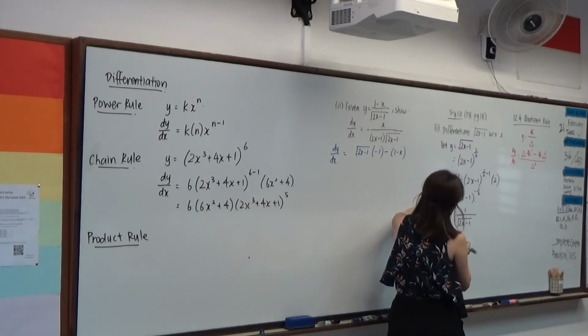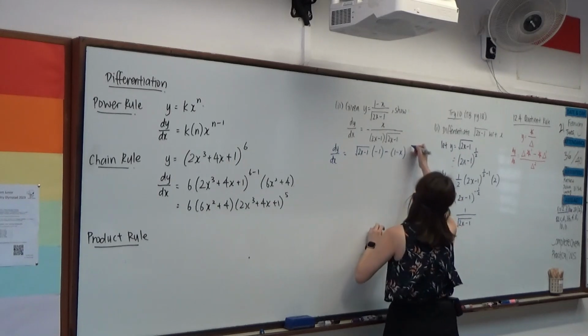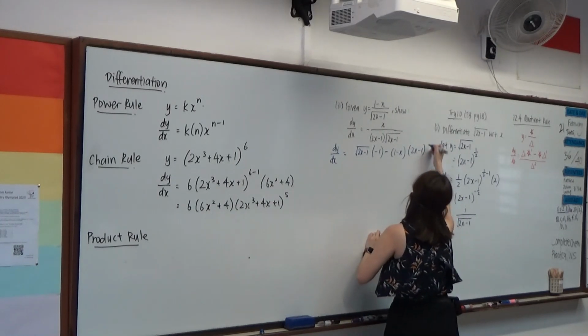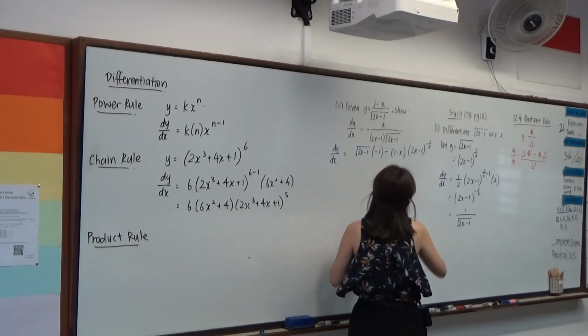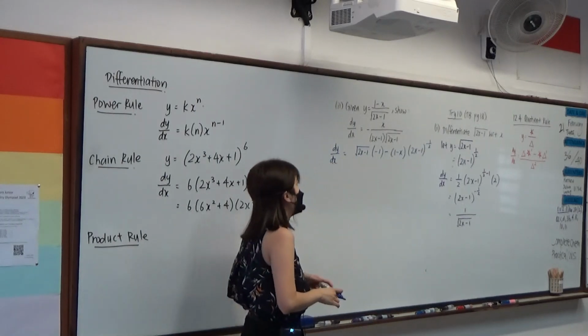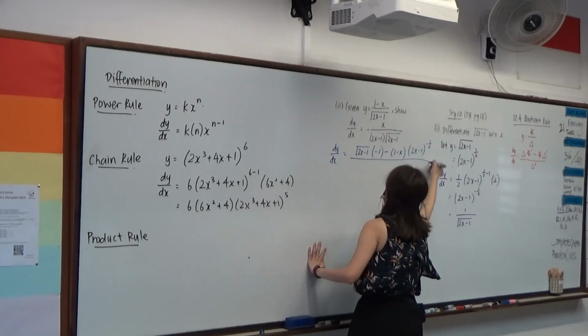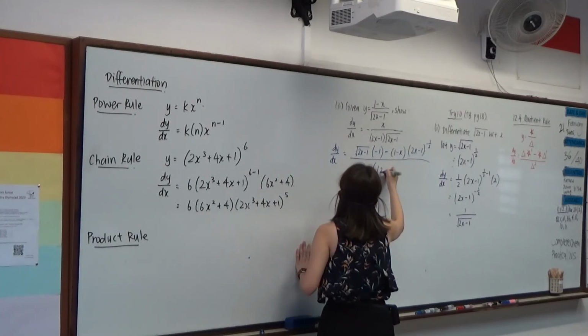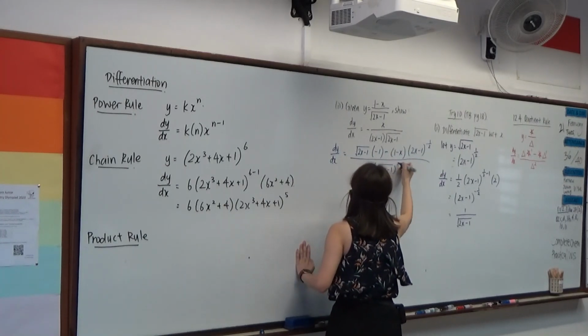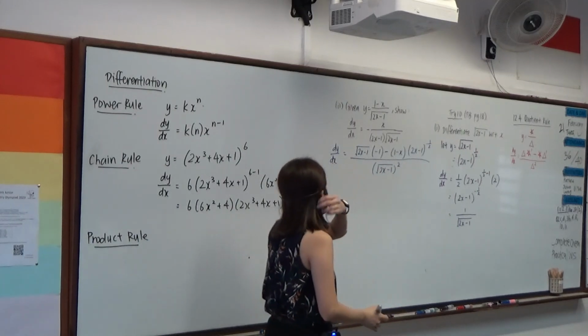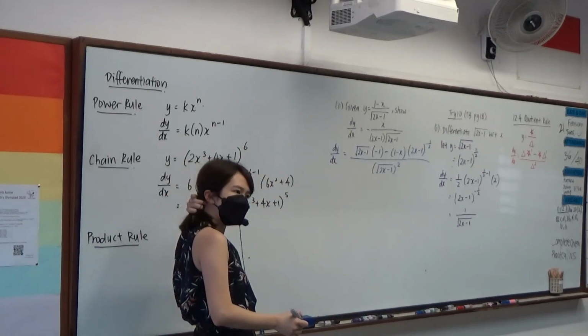You may want to write it in either this form or this form, but to keep things neat, I'll just use the 2x minus 1 to the power of negative half form. Then we divide by the square of the denominator.